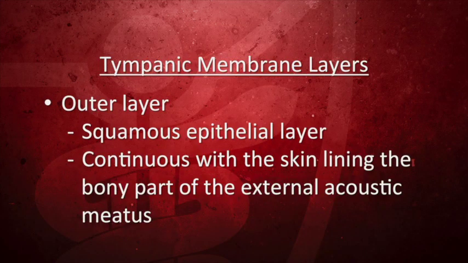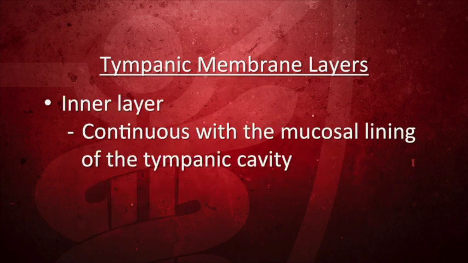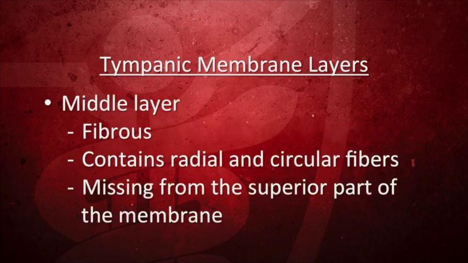The tympanic membrane has 3 layers. The outer squamous epithelial layer is continuous with the skin lining the bony part of the external acoustic meatus. The inner layer is continuous with the mucosal lining of the tympanic cavity. The middle layer is fibrous and contains radial and circular fibers that give the membrane strength.